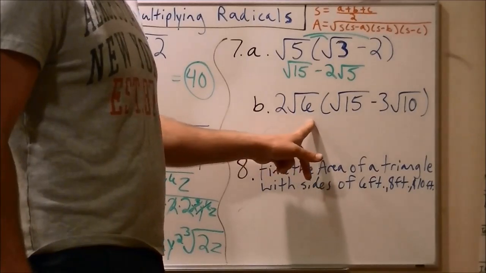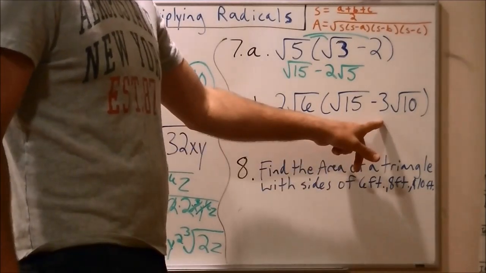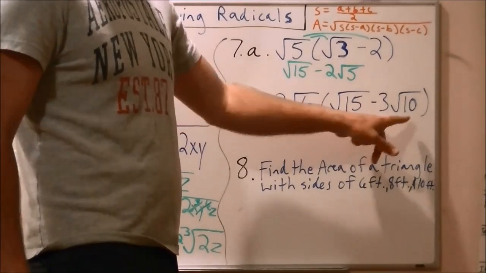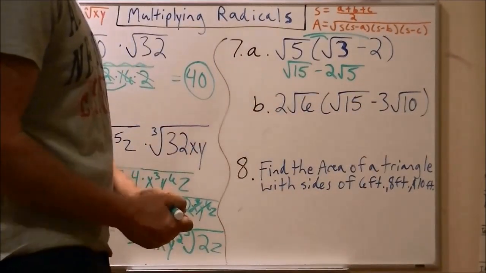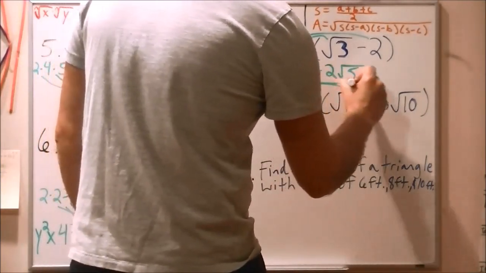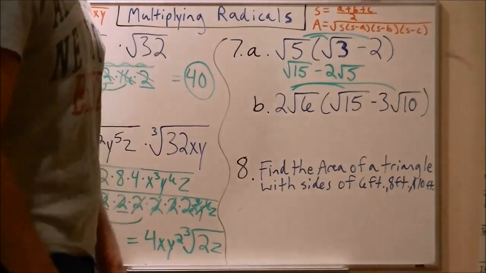Only here I have a number outside, 2 square root of 6 times the square root of 15, and also in parentheses with the square root of 15 is minus 3 square root of 10. What do I do? I'm just distributing this whole term, every bit of it, times it.